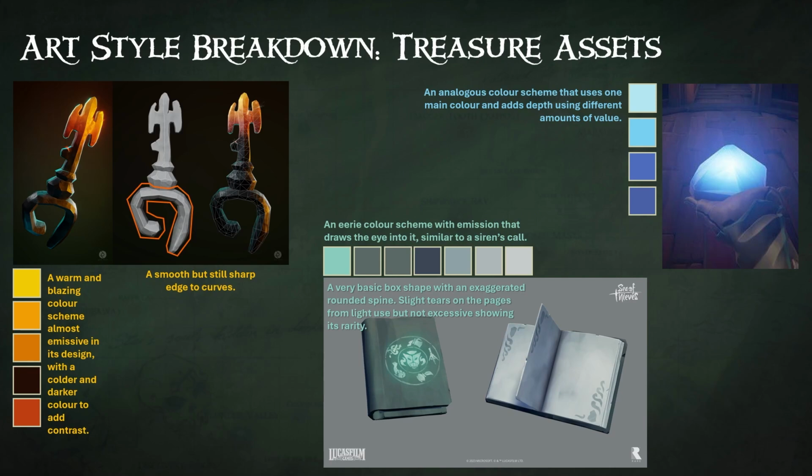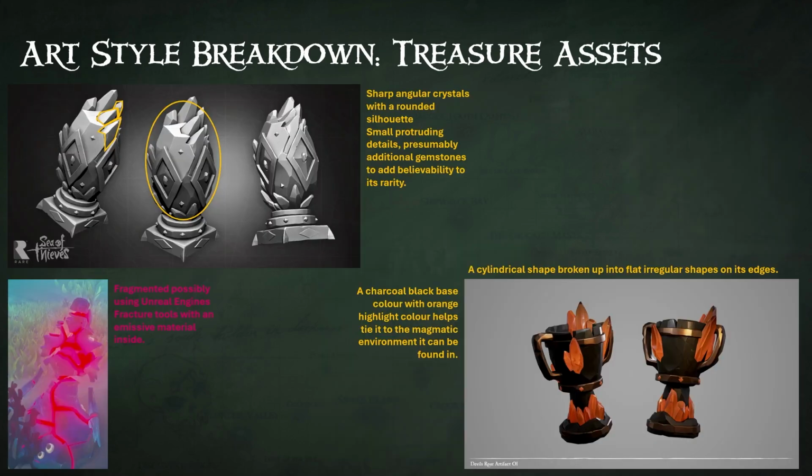For example, most of the Ashen objects share a molten orange accent colour with a base colour of dark browns and blacks, which complement each other nicely. You can see some further examples of how I broke down these assets here, as well as some speculation into some methods of how they were made. For example, the mermaid statue in the bottom left looks as if it was sculpted as a whole and then fragmented inside of Unreal Engine using its fracture tool with some emissive on the inside.